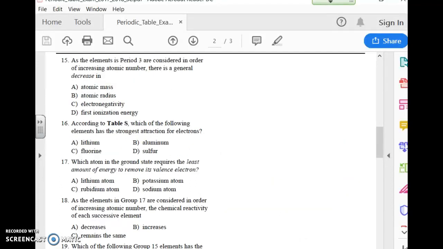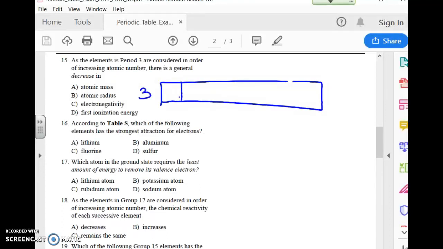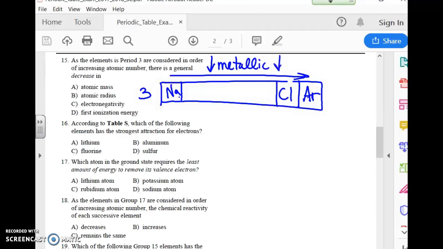15, as the elements in period 3 are considered in order of increasing atomic number, there is a general decrease in... When we take a look at that, period 3 has sodium on one end, and it has chlorine and argon at the other. There's a decrease in, well, remember, as we go this way, we notice a couple of things. You get smaller atoms because you're getting less metallic. And we know that metals are big losers, so as you become less metallic, you become smaller. So there's a decrease in the radius.